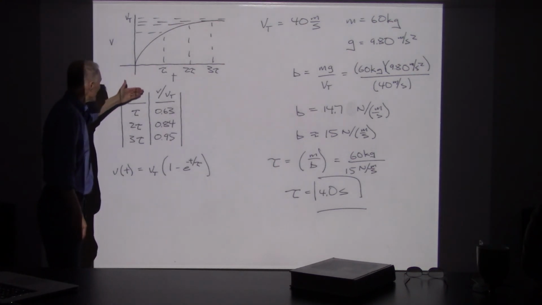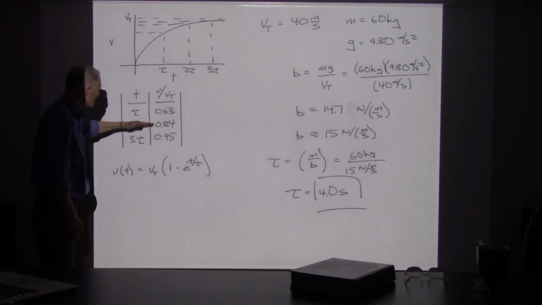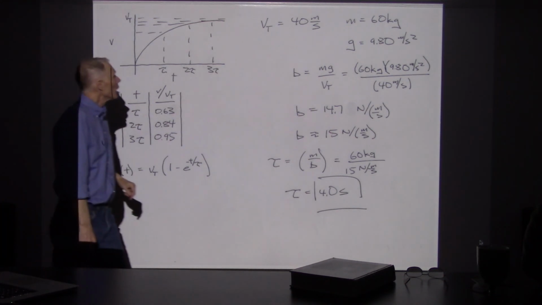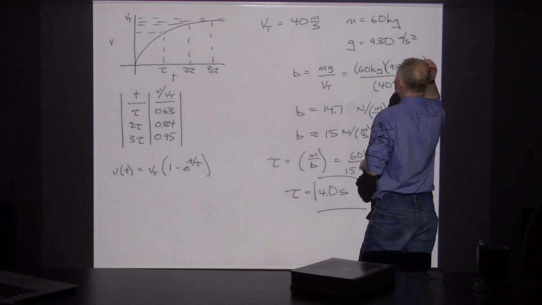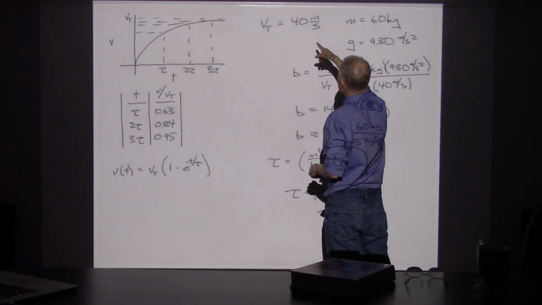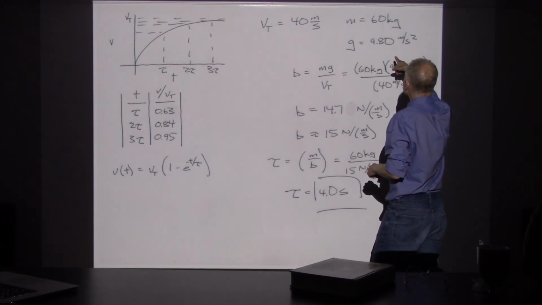function showing up in any physics or engineering application. We can set up a table like this, define some time constants, and figure out how much time it takes as we approach terminal velocity. So I put some numbers in. Let's say we have a mass of 60 kilograms, sounds like a person skydiving, and that their terminal velocity is 40 meters per second, gravitational field is 9.80.